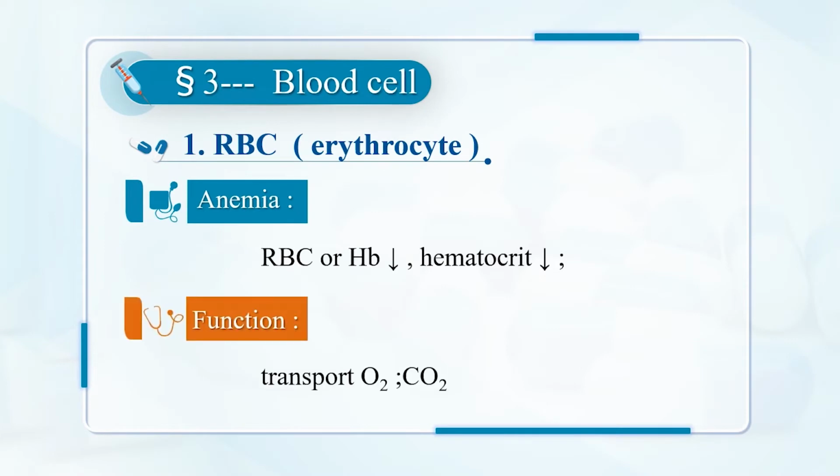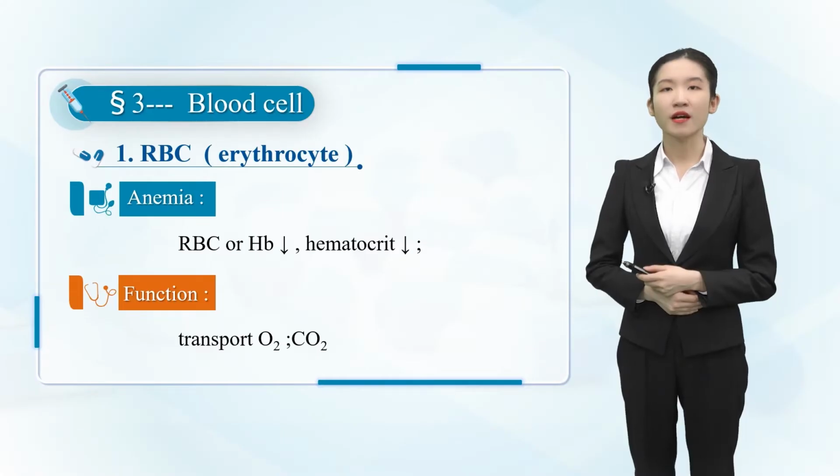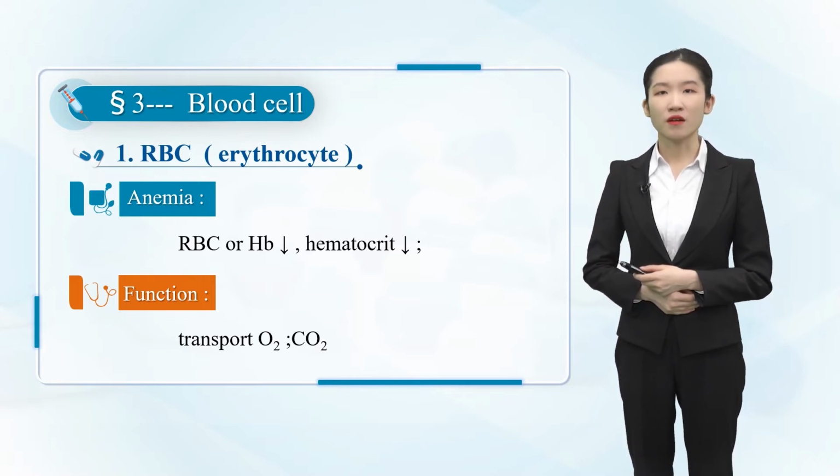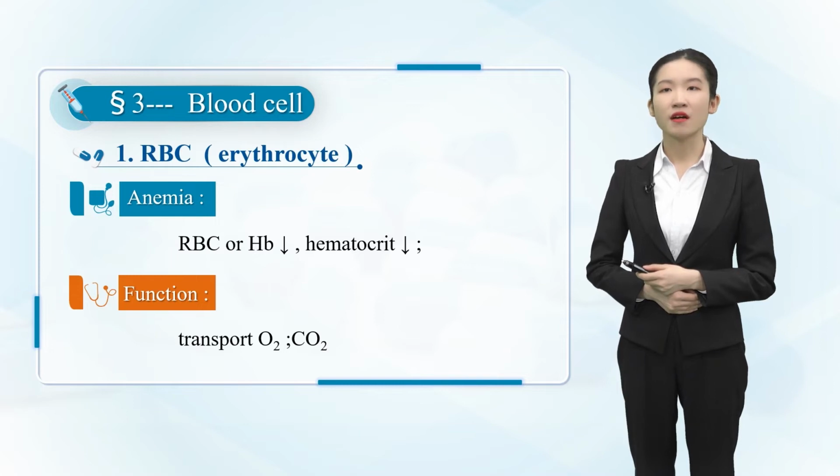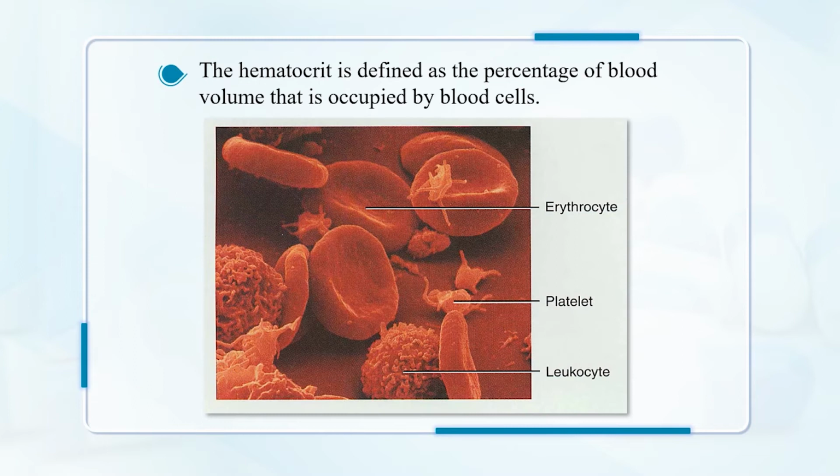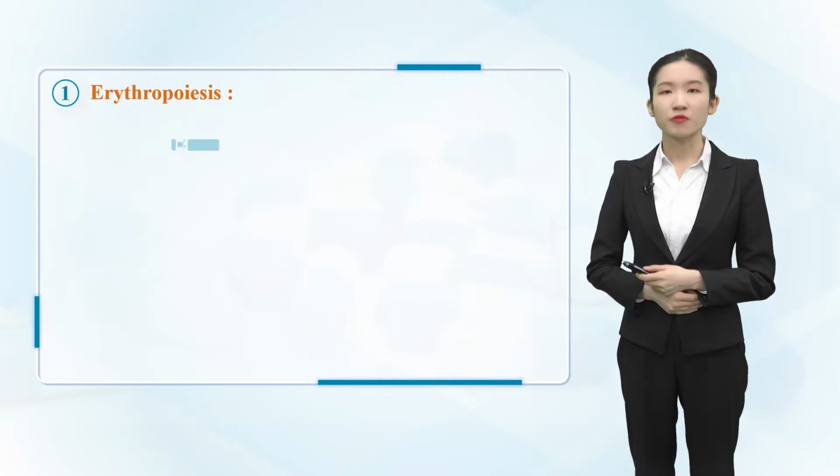Anemia is characterized by a decrease in the content of red blood cell or hemoglobin, or decrease in hematocrit. The red blood cells can transport oxygen and carbon dioxide. The hematocrit is defined as the percentage of blood volume that is occupied by blood cells. In this picture, we can see the erythrocyte, leukocyte, and platelet.